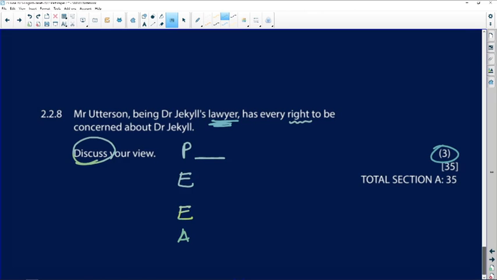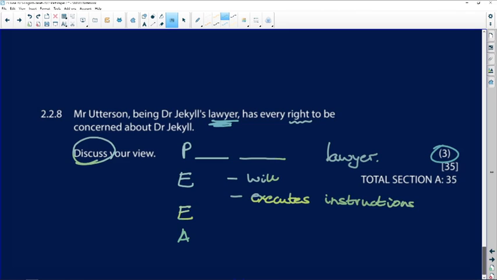So Mr. Utterson does not have a right to be concerned about Dr. Jekyll as his lawyer, right? What is my evidence? A lawyer has to deal with the will. He has to make sure that he executes the instructions of his client correctly, and then I would explain what instructions Dr. Jekyll gave him, what will he has given him, what it's all about, and say that as a lawyer, he simply has to do his job.